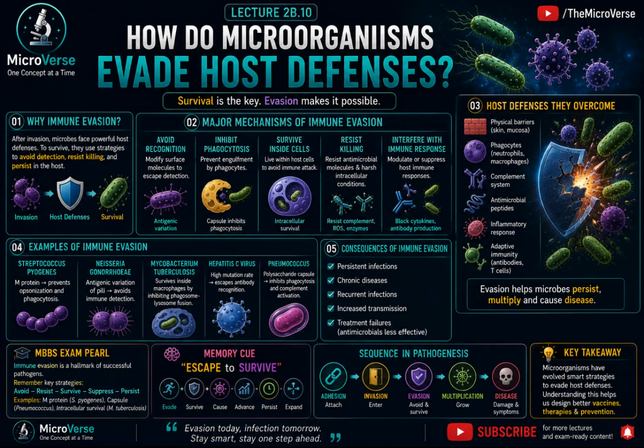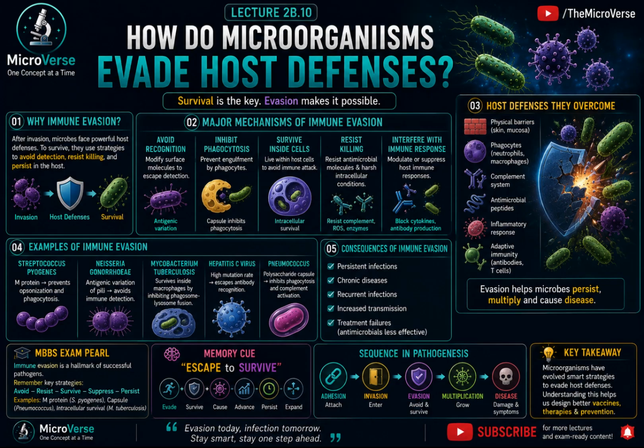Immune evasion refers to the mechanisms by which microorganisms avoid, resist, or interfere with the host immune response. The purpose is not necessarily to completely stop immunity. Even partial evasion may allow the microorganism enough time to multiply and establish infection. So the basic idea is: host defense meets microbial evasion and survival. It's survival.